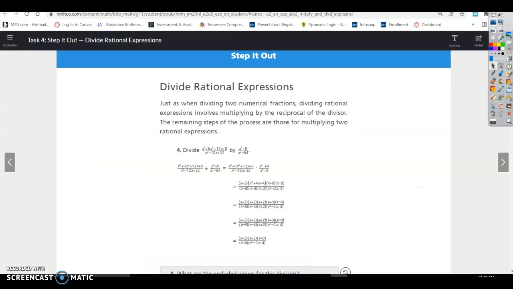Lesson 12.1, task 4. Divide rational expressions. Just as when dividing two numerical fractions, dividing rational expressions involves multiplying by the reciprocal of the divisor. The remaining steps of the process are those for multiplying two rational expressions. All right, so again, if we divide rational expressions, we're going to do the same thing as multiplication, except we have to multiply by the reciprocal of the second fraction.